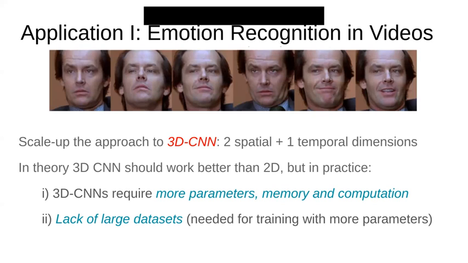So what people have been doing is sampling small parts of these videos, short clips of the video, and analyzing those with 3D CNN. But still, even with this approach, 3D CNNs are very expensive. They require a lot of parameters, memory, and computation. And also, in emotion recognition, we lack large data sets.